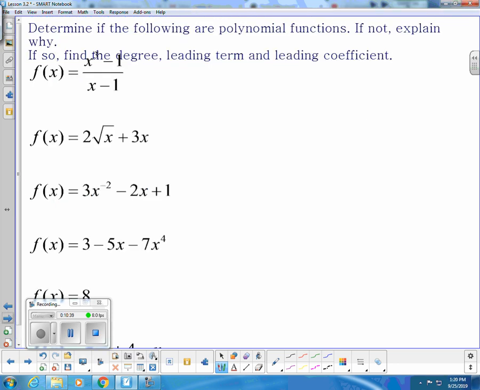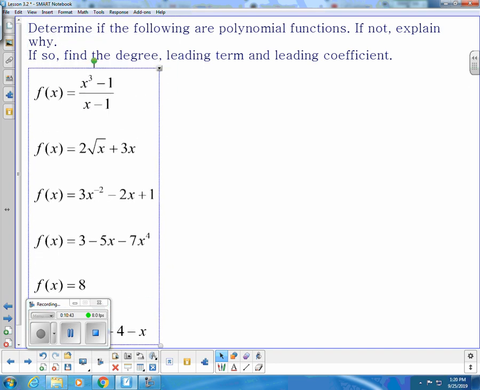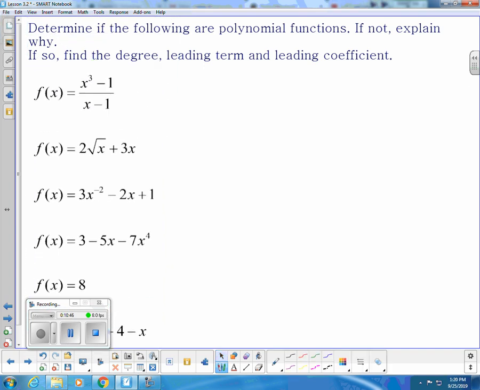All right. These guys got really big. I'm going to shrink it up here. Okay, the first one. So in order for it to be a polynomial, the first thing we said is it has to have a domain of all reals. The domain of this guy is x cannot equal 1. Okay? So the domain is not all reals. So it's not a polynomial.